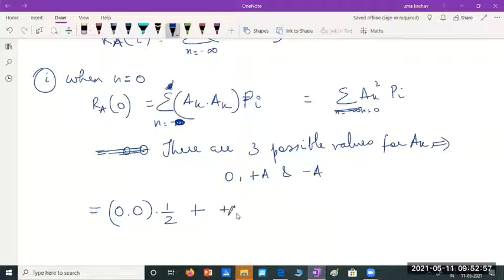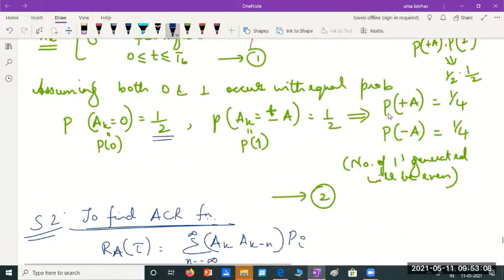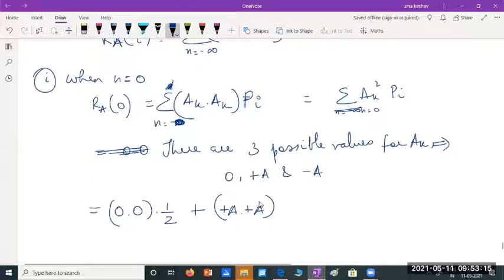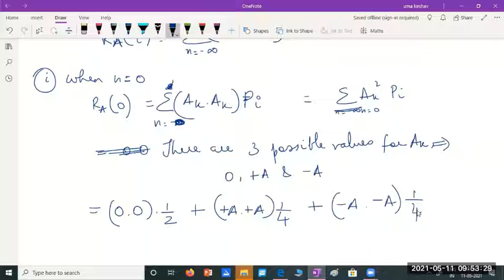So this will be plus A into plus A. It should be the same, AK into AK square. So plus A into plus A, what is the probability of occurrence of plus A? That's why we wrote this. Probability of occurrence of plus A is 1 by 4th. And the last case, AK can take on the value minus A into minus A, and its probability of occurrence is also 1 by 4th.